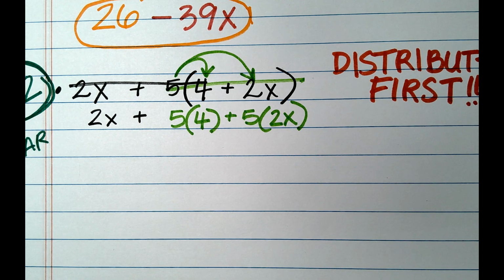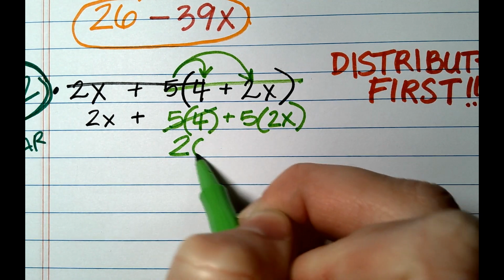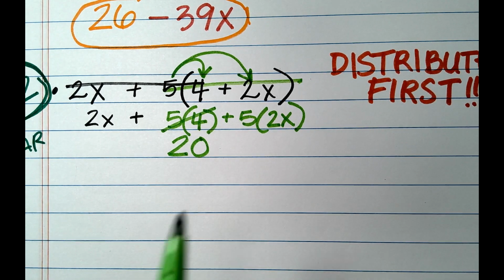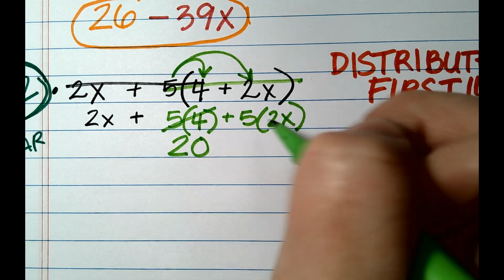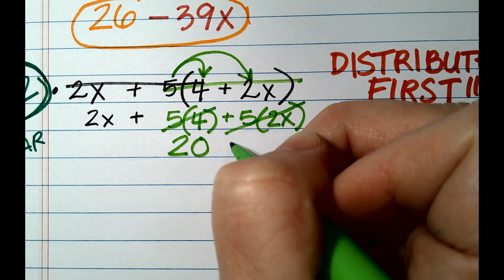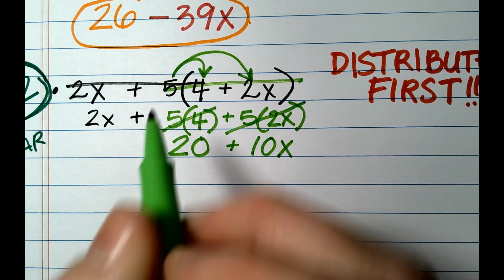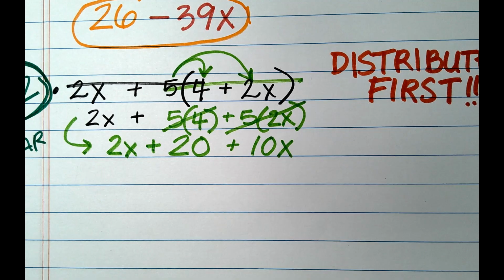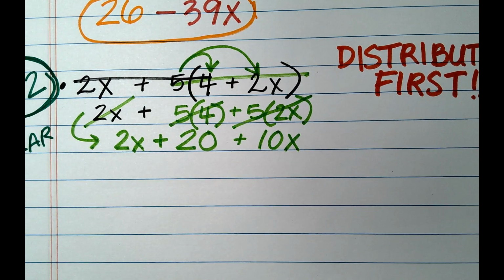Now what? 5 times 4, which is 20. I'm gonna cross it out. I'm done with it. Yeah, 5 times 2x is 10x. Beautiful. So I'll bring that down. That's 10x. And bring down the 2x. Plus. Okay, I'm done with that.